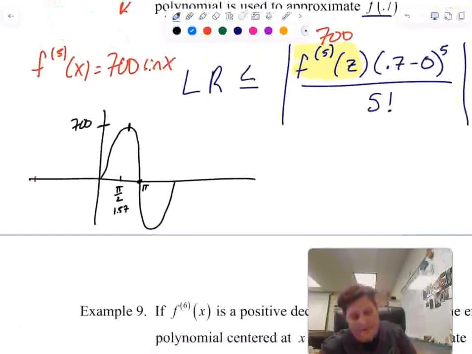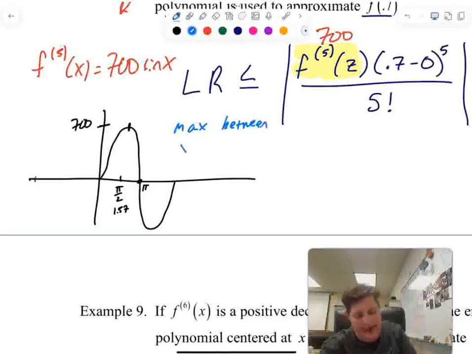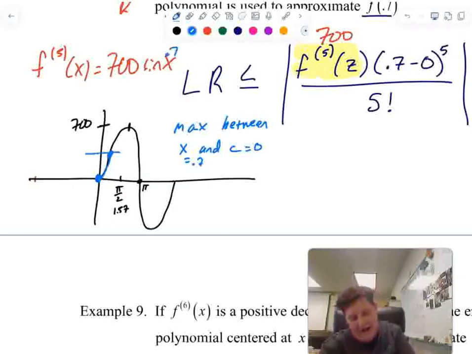So what is the max? This is a way to get a better approximation between x and c. Well, c is 0, and x was 0.7. So here's 0, and here's 0.7. That's an increasing function the whole time, right? So the max is actually the height at 0.7. And what is the height at 0.7?